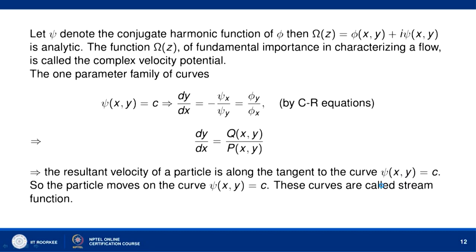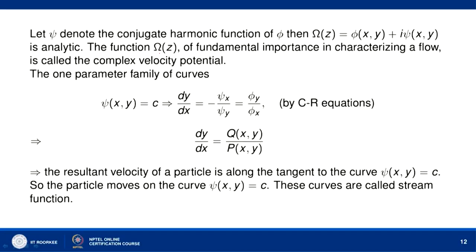Now, let us assume that ψ denotes the conjugate harmonic function of φ. Then we can write the associated analytic function ω(z) = φ(x,y) + i ψ(x,y). This function ω(z) is very important in characterizing the flow. It is called the complex velocity potential.